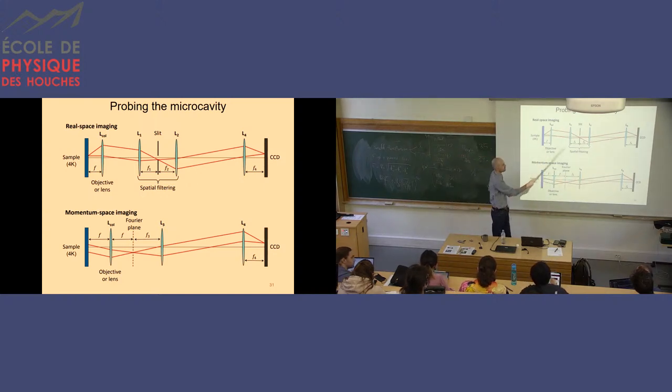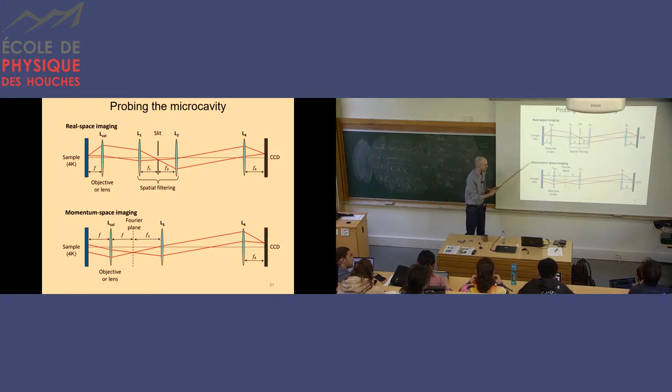Typically, you can do that with an even number of lenses. You see, this point here is imaged on this point on the camera, and you get a full image of your sample. I also do what I call momentum space imaging, Fourier space imaging, or k space imaging. Okay, I can use all these words. Whenever I talk about momentum space imaging, we use an odd number of lenses.